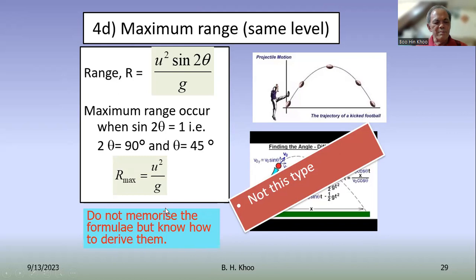Right? As I said, do not memorize the formula, but know how to derive them. Understand the physics involved.